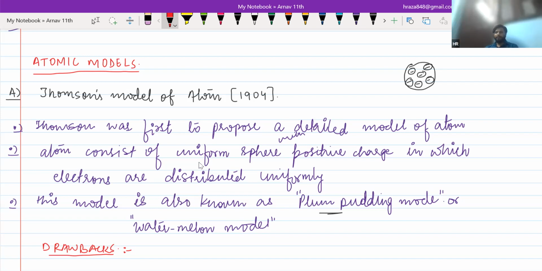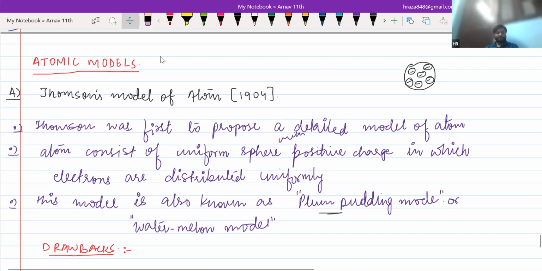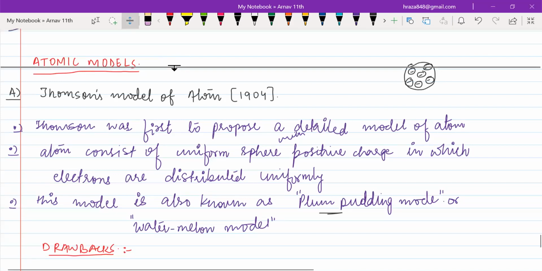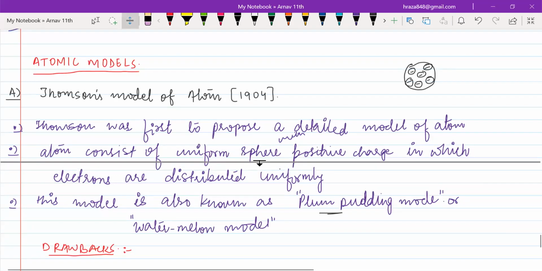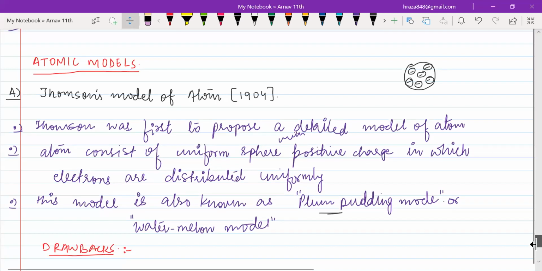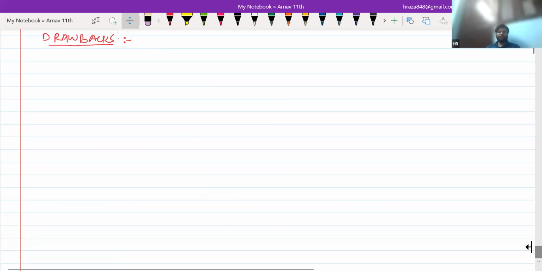Let me know, Maha and Arnav, whenever you are done with this. I'm done, sir. Yes, sir. Done. Okay. So what is the drawback of this? I already told you the two drawbacks.